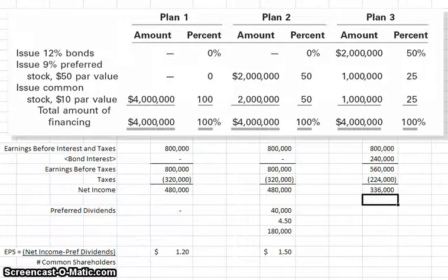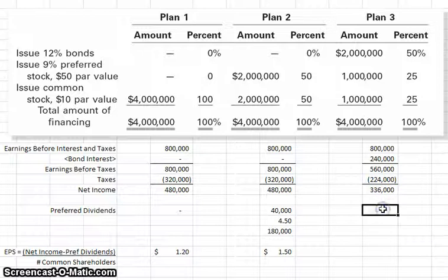Now you can see in this scenario what's happened here is it's left us with less money to run our business with because we are paying out that bond interest. So whereas before in the previous two scenarios we had $480,000 worth of net income, now we're down to $336,000. And if money is tight, if actual cash flow matters, if we want to show a higher net income number, then this is not going to do us much good.